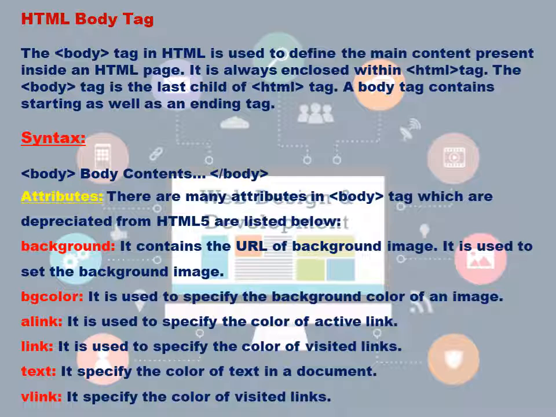With the color, and then if we change the background, that is an image. So these are the different attributes which come with the body tag. We'll discuss these attributes with examples.